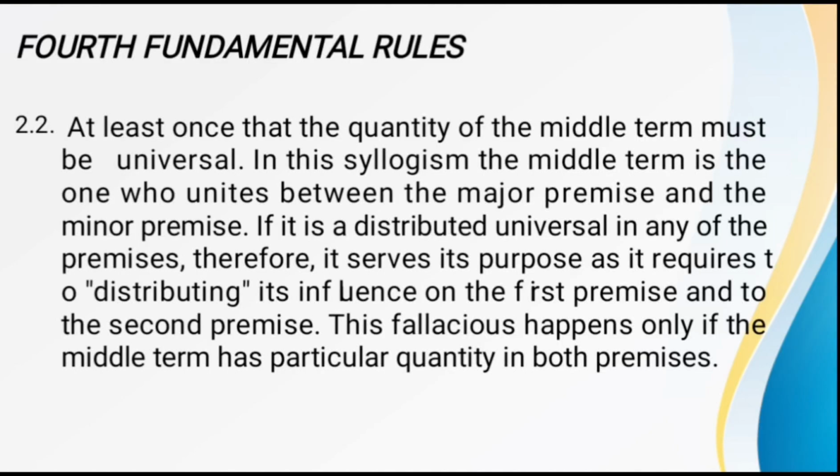At least once, the quantity of the middle term must be universal. In this syllogism, the middle term is the one that unites the major premise and the minor premise. If it is distributed, or universal, in any of the premises, then it serves its purpose as it distributes its influence to the first premise and to the second premise. This fallacy happens only if the middle term has particular quantity in both premises.